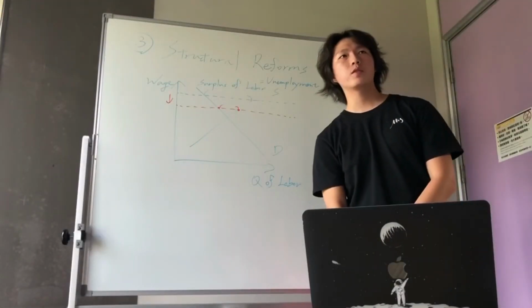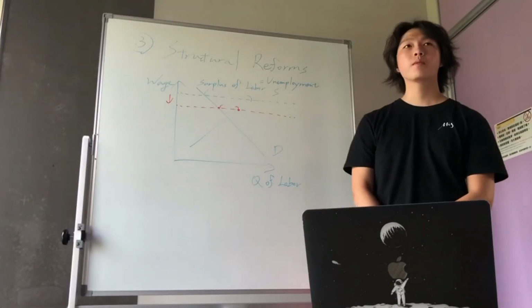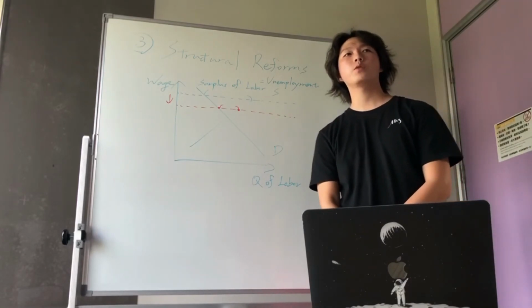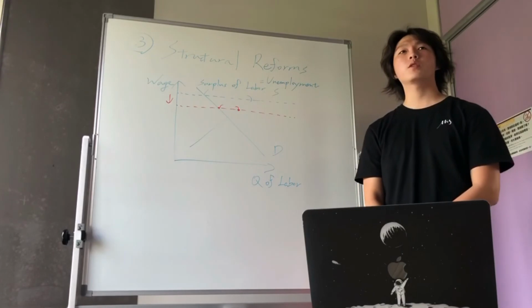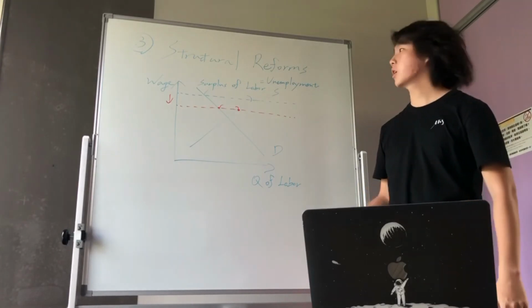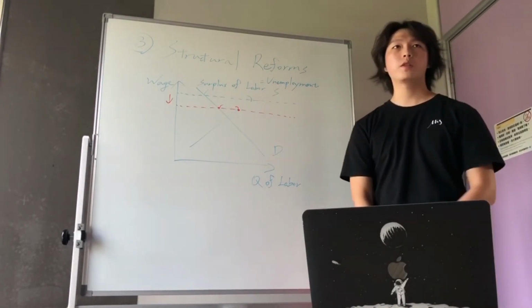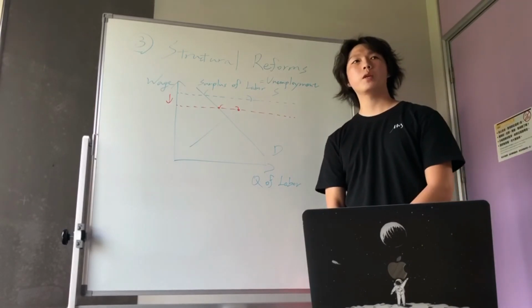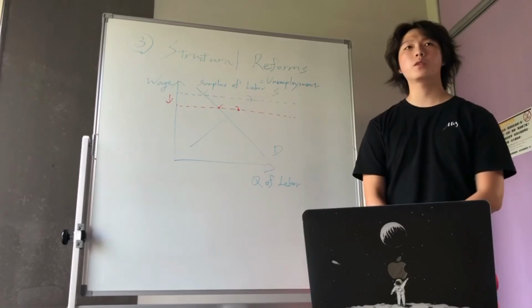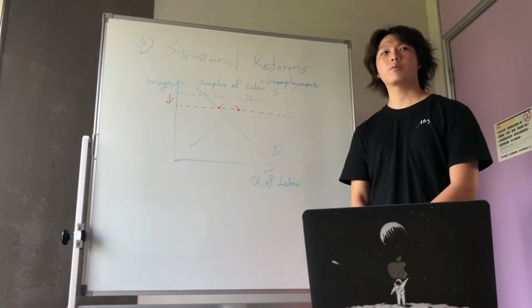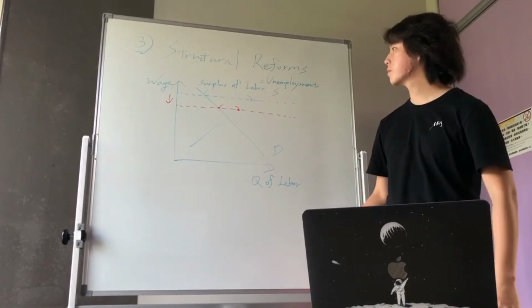Okay. The third arrow, structural reforms. I want to start from the model of wage and quantity of labor. In general, there is usually a surplus of labor, which is unemployment. With this policy, Abe makes the labor market more adaptable, which reduces unemployment and promotes the Japanese economy.